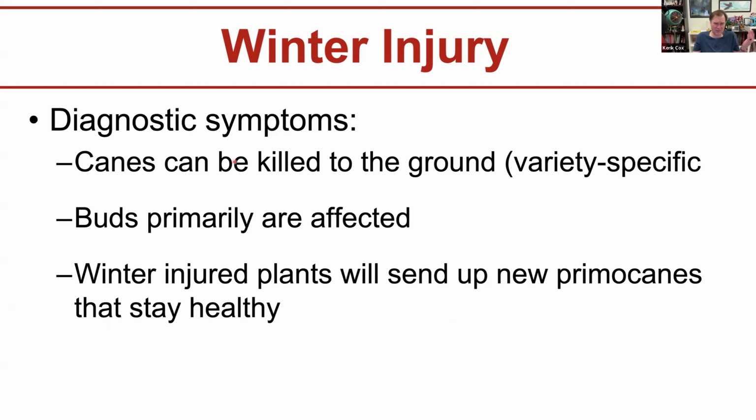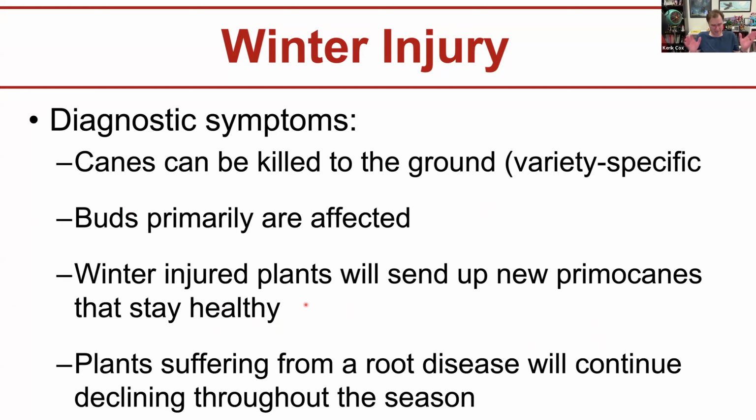The thing that'll happen, buds will die and the winter injury plants will set up new primocanes and you're fine. But if it's a root disease, the entire plant will slowly die throughout the season.